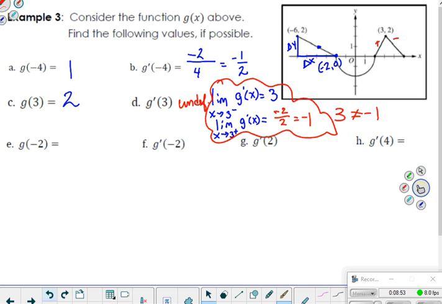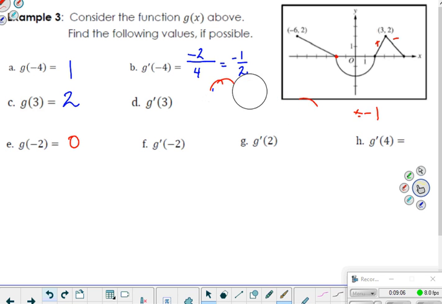Let's move to g of -2. g of -2 sits right there, and it looks like its value is 0. Erase this. g prime of -2. Well, this was a slope. We calculated this one out earlier. This was a -1/2 slope, wasn't it? And then it goes into a much steeper slope. The slopes are not equal. This would have to be undefined.